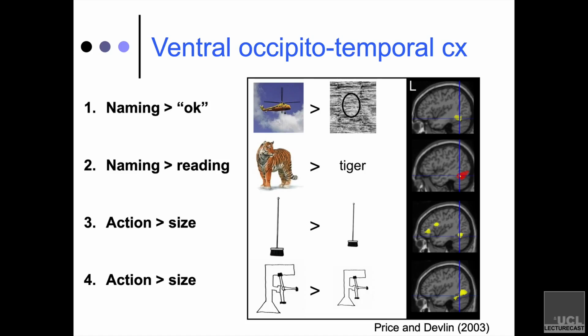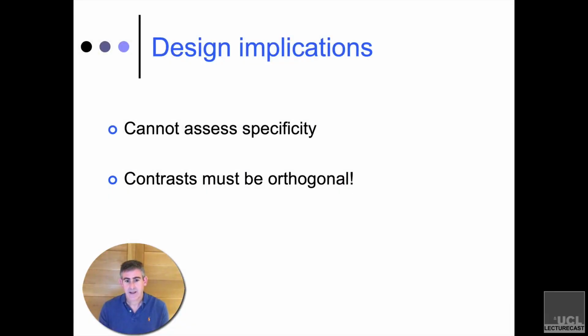And the reason this is important is not because this particular theory is relevant to you, but it raises the point that when you're interpreting these results with a conjunction, you have to be careful not to say that what you see is specific to your particular idea, right? Conjunction didn't test that. All it tested was what's in common between the contrasts. Right, so that's the first and one of the most important design implications.